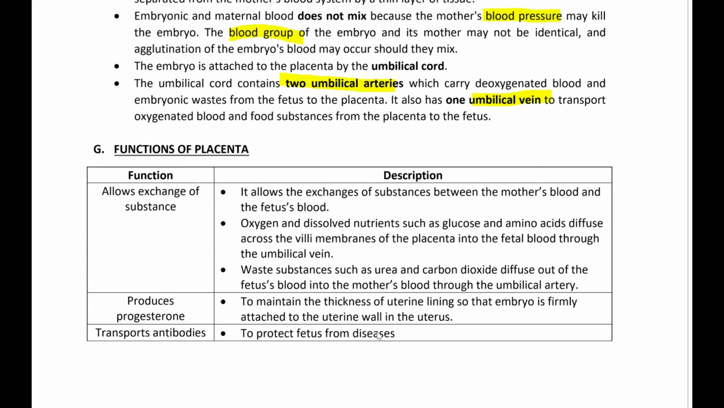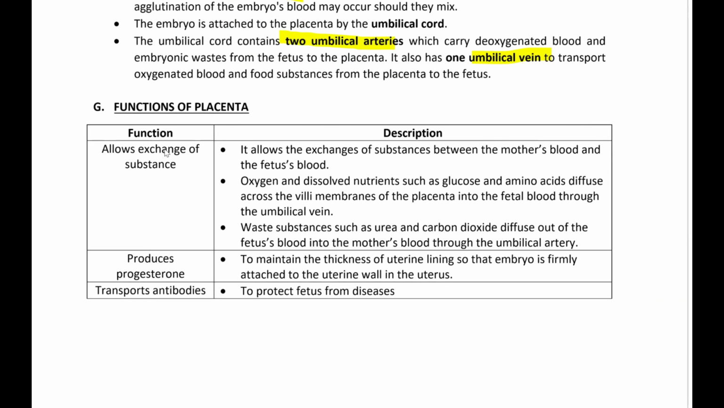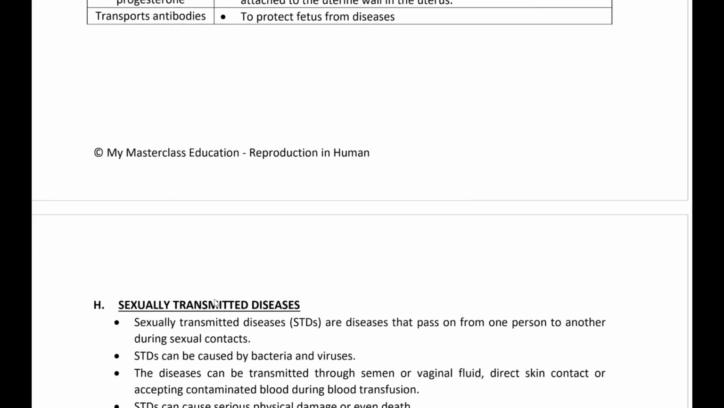Okay, so the functions of the placenta: you want to exchange substances. Progesterone, as repeatedly mentioned earlier, is to maintain the uterine lining thickness. During the pregnancy, if at any point in time the mother's progesterone levels drop, there can be a risk of the uterine lining being shed and the embryo being discharged out. Also, transportation of antibodies to build the fetus's immunity.